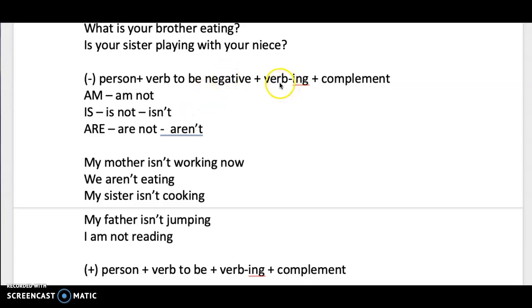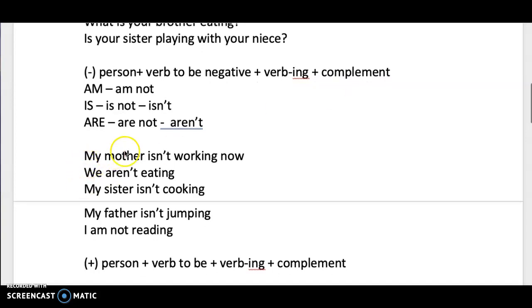Now, we continue with the verb with ing. Always the verb with ing and the complement. Okay? For example, my mother isn't working now. My mother isn't working now. Mi mamá no está trabajando ahora. Okay? We aren't eating. Nosotros no estamos comiendo.